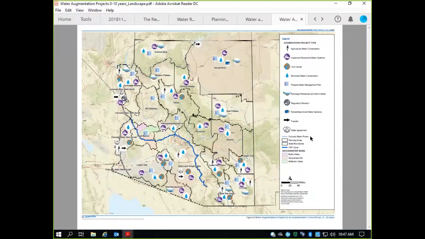Well, what if we're doing the recharge that we're planning on doing in the Verde, and I recognize it won't be utilized in the Verde, but it flows down to our friends in Phoenix?